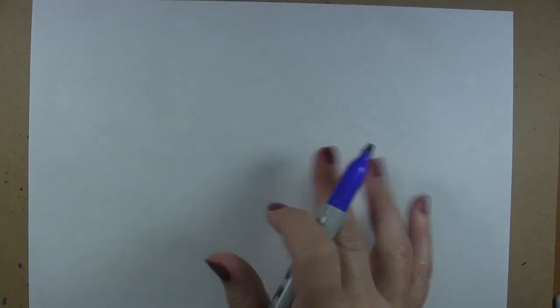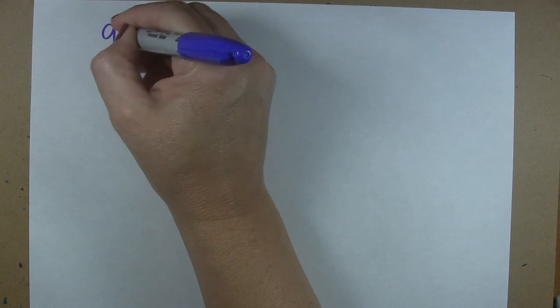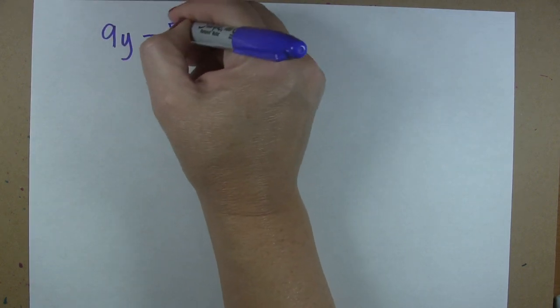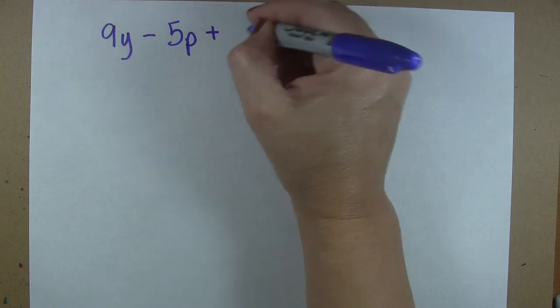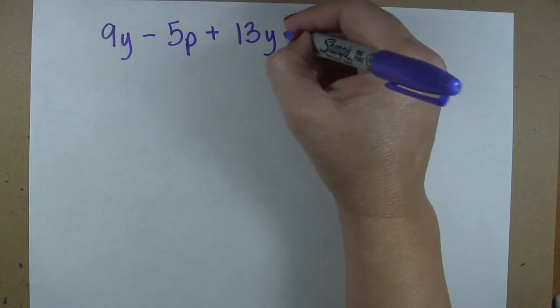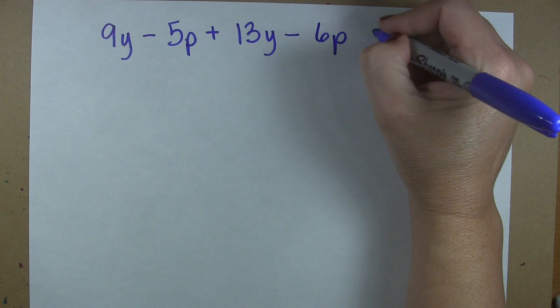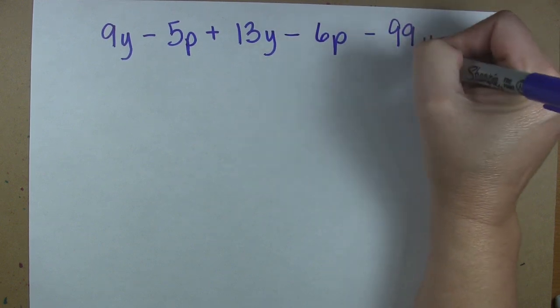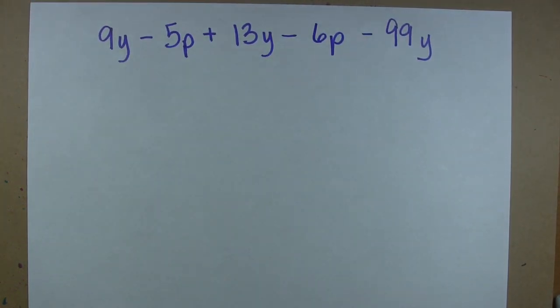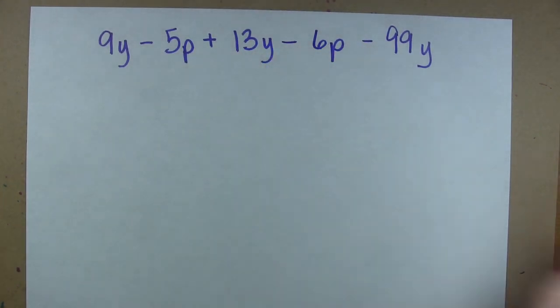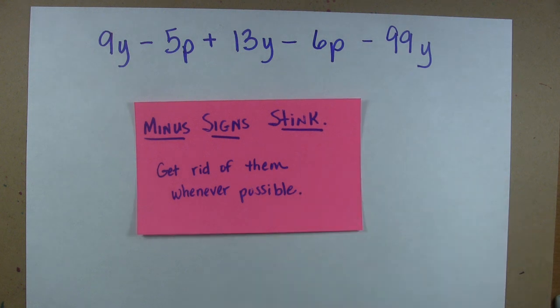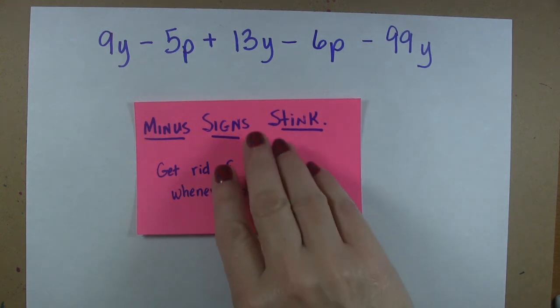So if I said to you that we had 9y minus 5p plus 13y minus 6p minus 99y, and I told you to simplify that, right? So all you're really going to have to do is combine like terms. You would look at this and you would say, look at those minus signs. And then you would remember this. Minus signs stink. Get rid of them whenever possible.